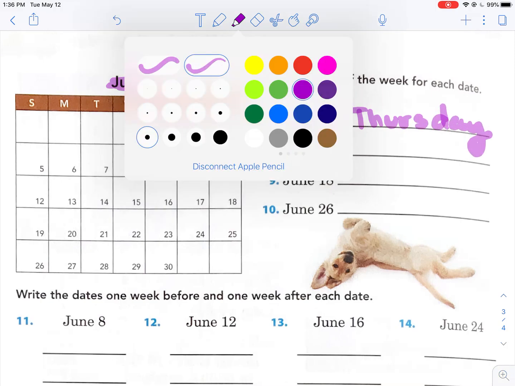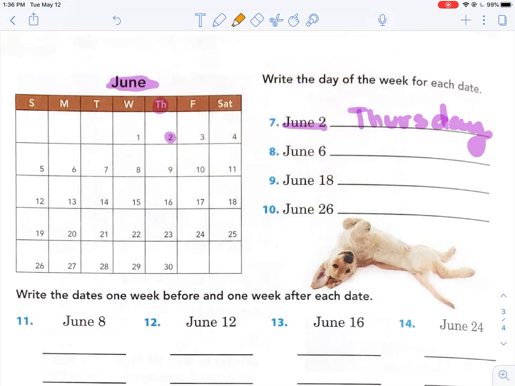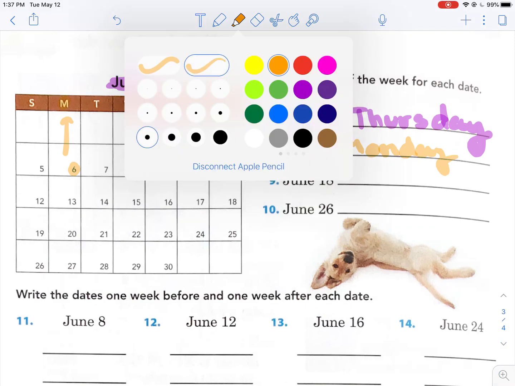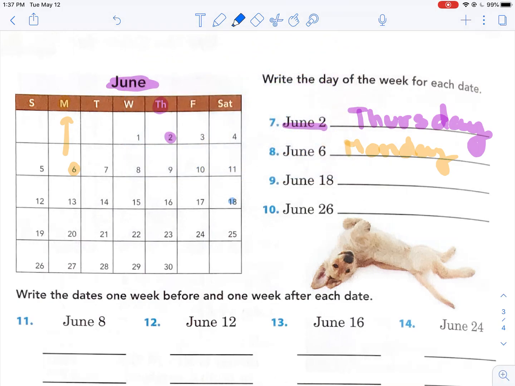Okay, what about June 6th? 1, 2, 3, 4, 5, 6. Okay, look up. What day is it? Monday. Sorry, I'm writing with my highlighter pencil instead of the pencil, so I don't have to switch over. Okay, the 18th, June 18th. What is it? Oh, it is a Saturday.